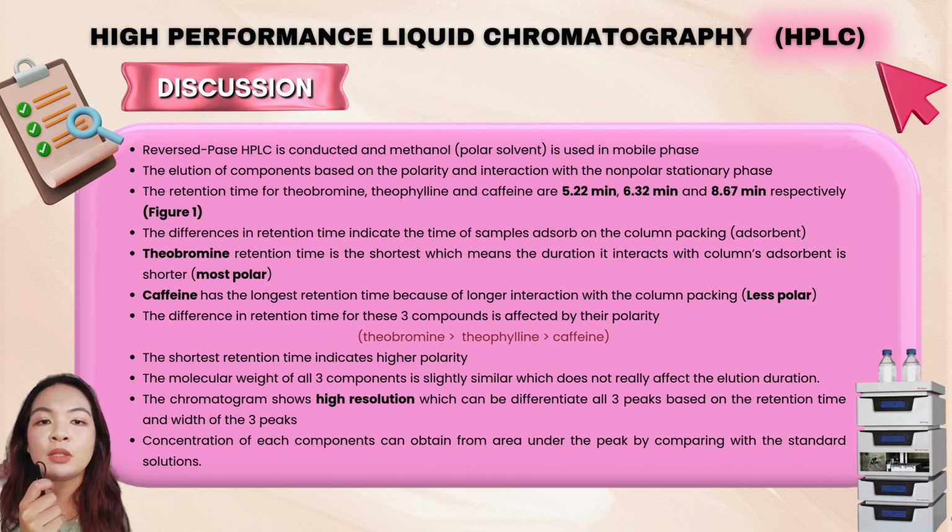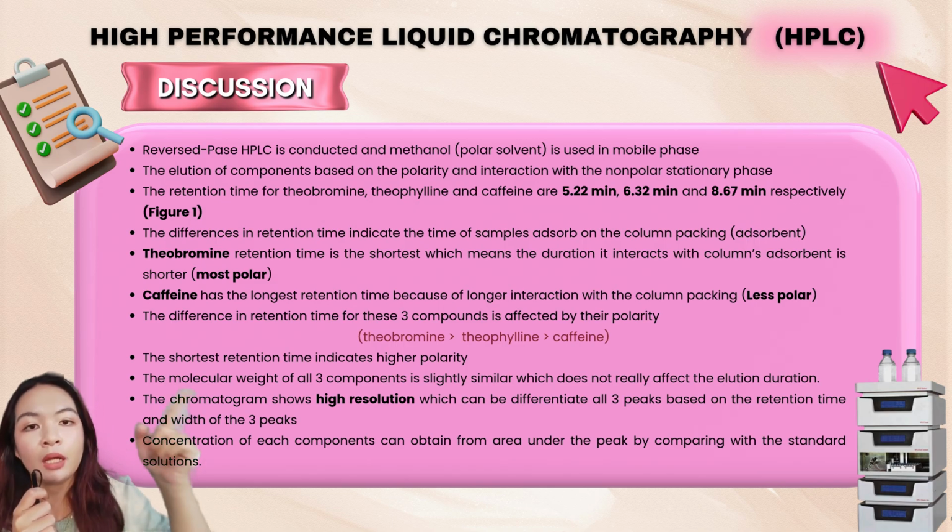Overall, HPLC is able to separate the components in the sample and identify them by comparing with the standard solution as reference. Other than that, HPLC also provides information about the area under the peak to obtain the concentration of the compound by generating a calibration curve.